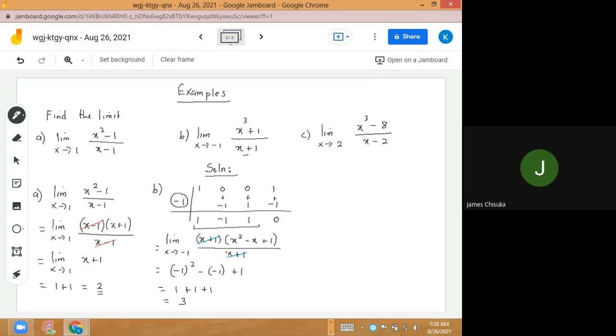Sorry, sir. Can you use the one with a cubed minus b cubed, since it has cubed? That's how we arrived at x plus 1, the open brackets x plus 1, then multiplied by the x squared minus x plus 1, isn't it? Yes.